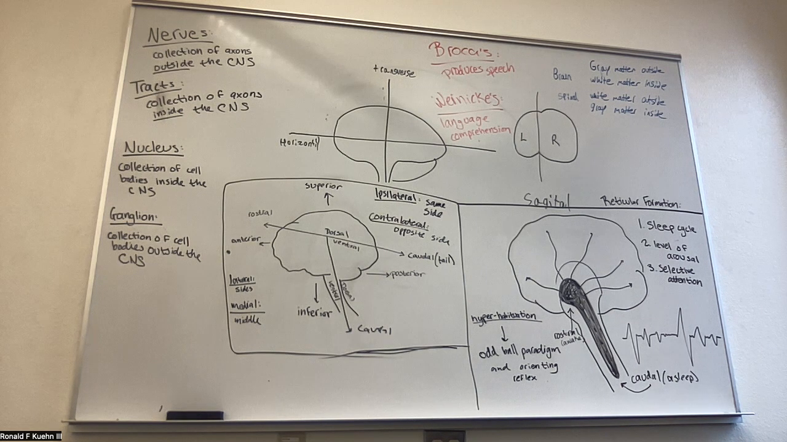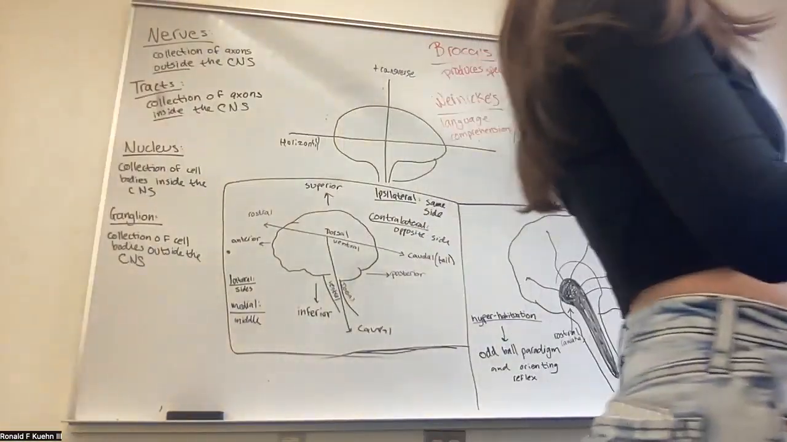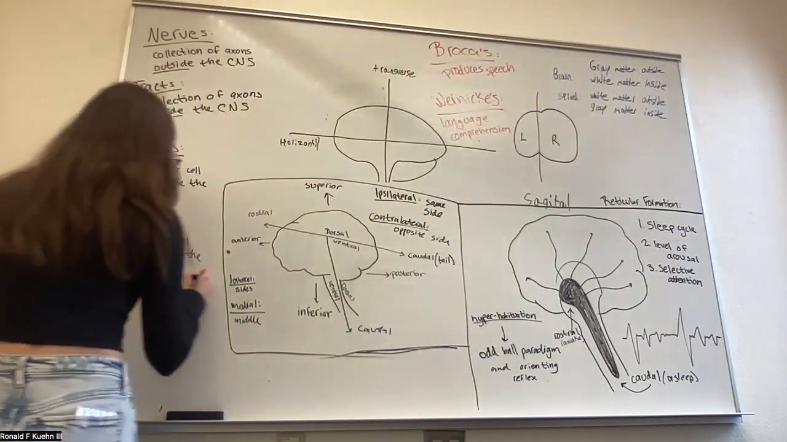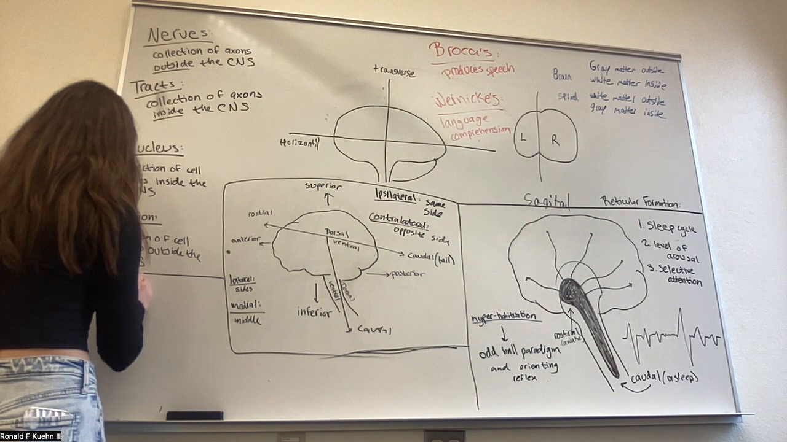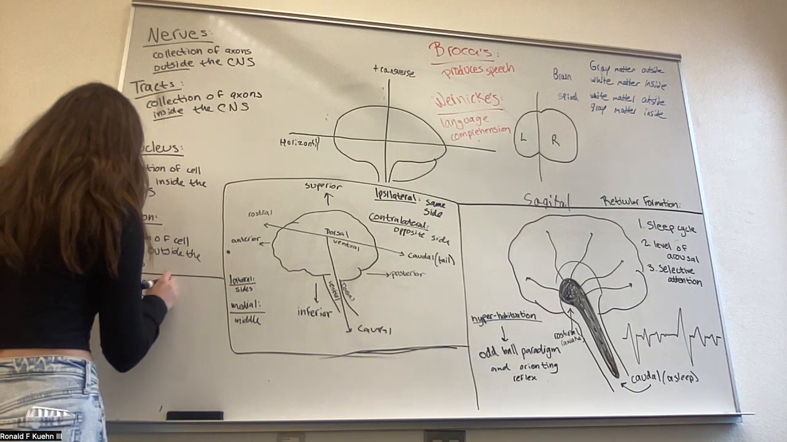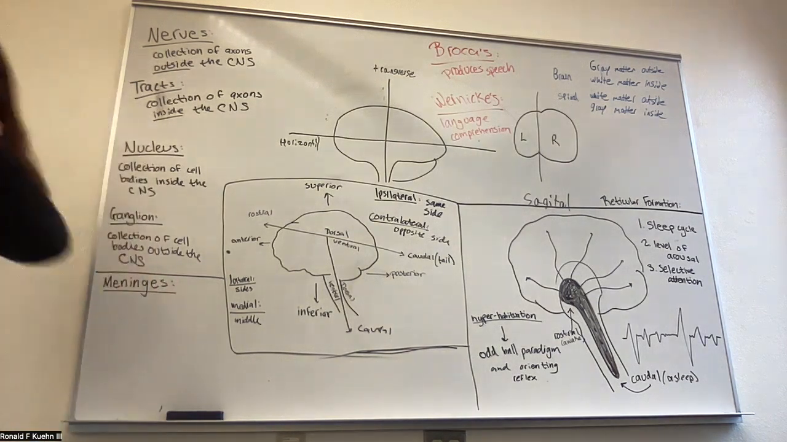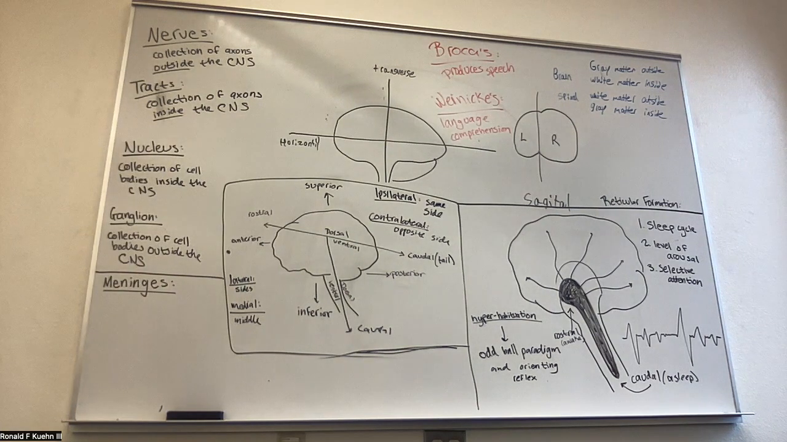Let's start with M, the meninges. Yes, there are three parts of the meninges: the dura mater, the arachnoid, and the pia mater. Let me pull them up here because I would like to remind myself before I make a fool of myself. Yeah, that's what I remember.